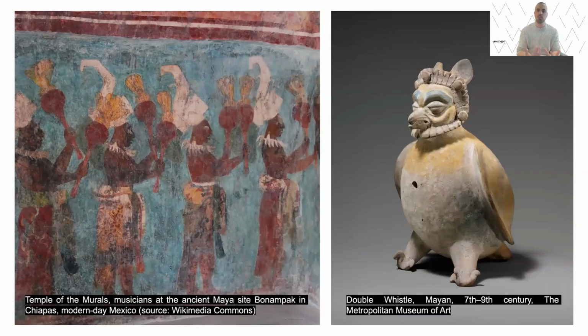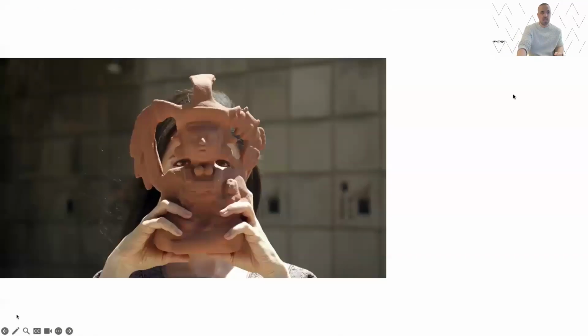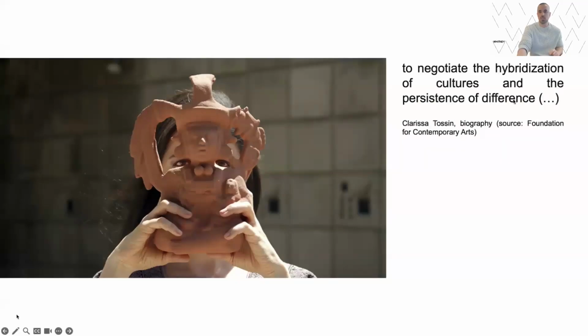And so it was quite fascinating to me how Clarissa Tossin is thinking about it, because, of course, she cannot use these instruments that she would find, importantly, in museums. She would have to 3D print them. Now, once she 3D prints them, what do you do next? And that is what really fascinated me, particularly seeing what Clarissa Tossin said about that process, where she said that what she's trying to do is to negotiate the hybridization of cultures and persistence of difference, right?